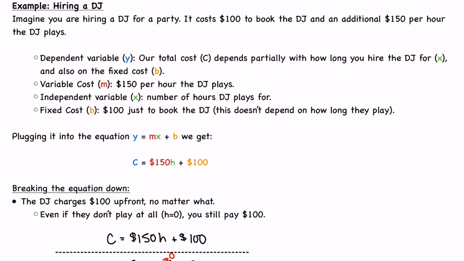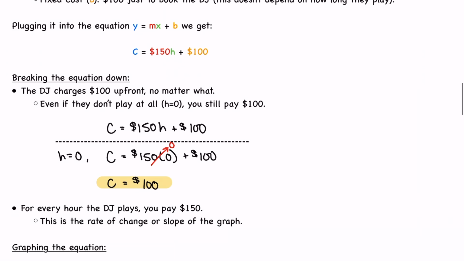So if we plug all our variables into the equation for a straight line, we get our total cost is equal to $150 times the number of hours plus $100, which is our booking fee. So let's break the equation down. The DJ charges $100 upfront no matter what, even if they don't play at all. So even if our number of hours is 0, you still pay that $100 booking fee. And we can show this with our equation. So our equation is C = $150 per hour plus $100.